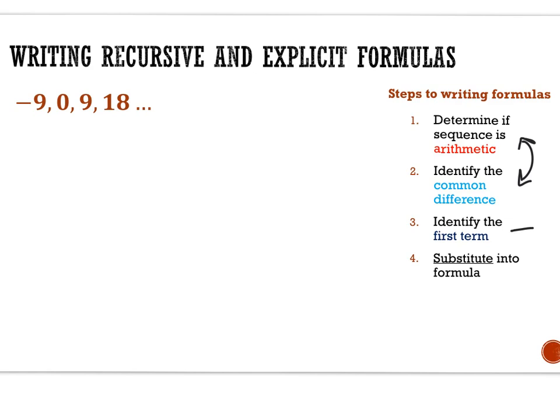And then the next thing is I'm going to identify the first term. Whether I'm going to use it or not, it doesn't matter. Still should probably have it. And then I'm going to substitute into whichever formula that I want. So let's take a look at how this works.